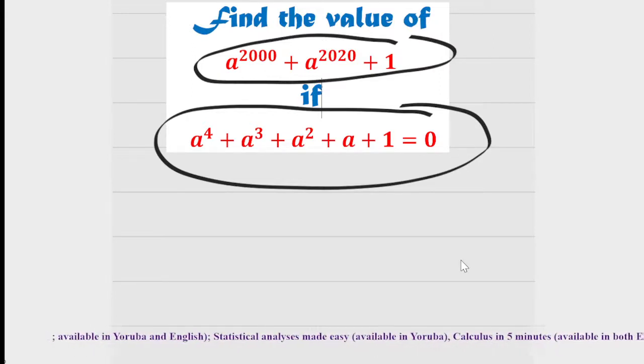Although it looks complicated, suppose we were given a as a single value. Maybe instead of this equation, I just have a to be 3. Then this is simpler. I can just substitute the value of a to be 3 here. Then I have 3 raised to power 2000 plus 3 raised to power 2020 plus 1. Then I simplify further. But no, we were not given the value of a.